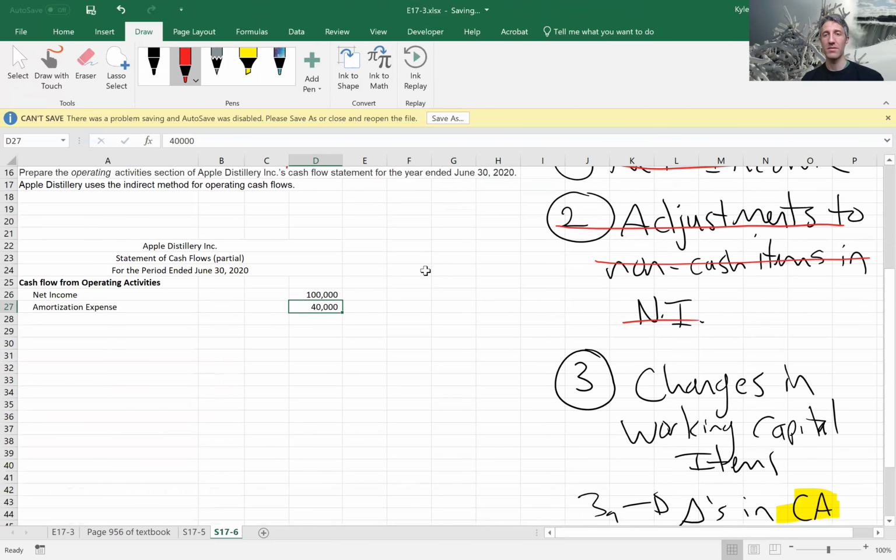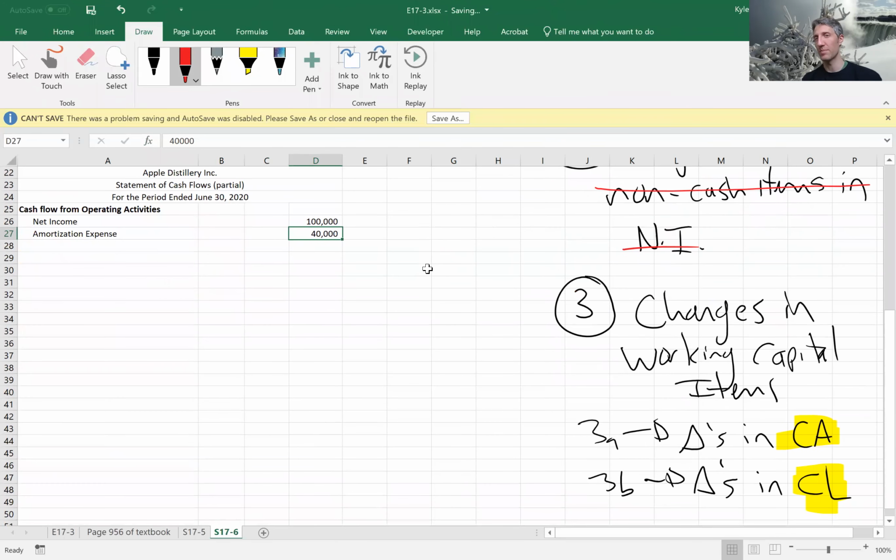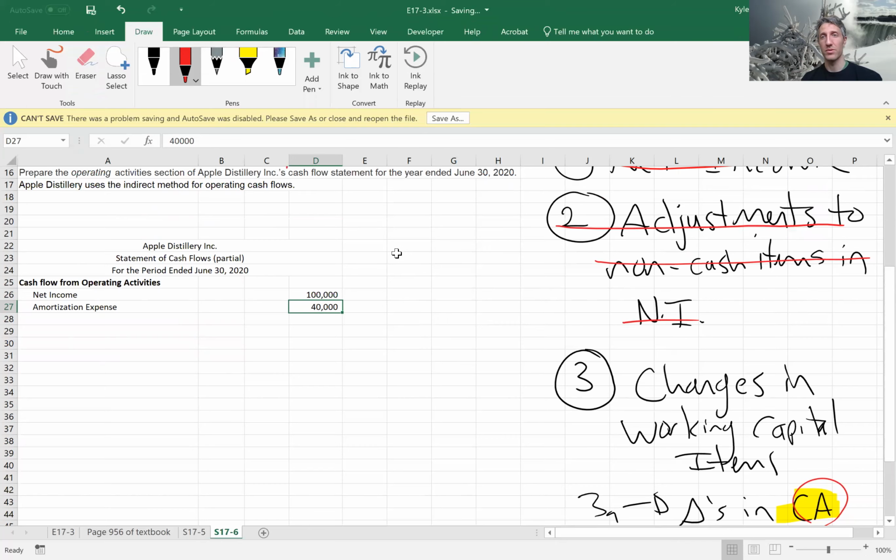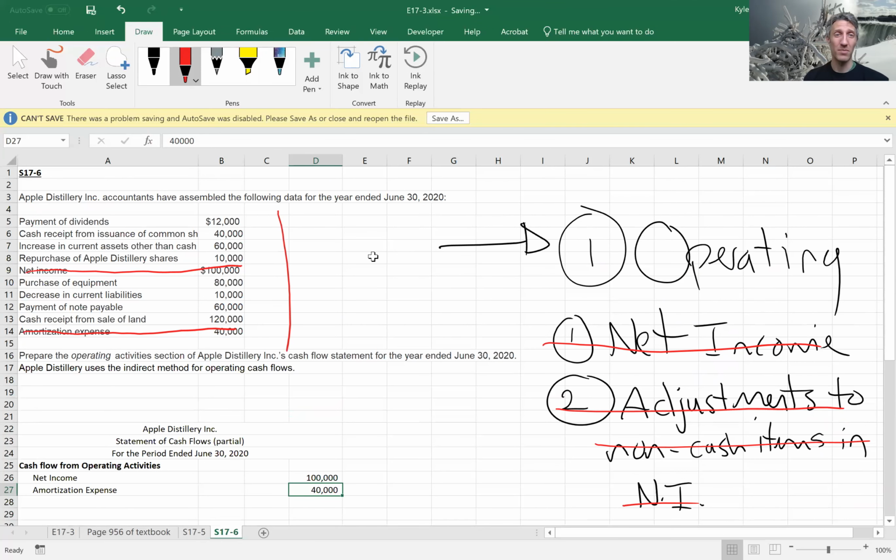Step three is, what are the changes in working capital? So working capital is, of course, current assets and current liabilities. So I'm going to go through the balance sheet now and figure out what happened to all of our current assets and current liabilities. Did they increase or decrease? To do that, if this was the real world, I would go to the actual balance sheet and look. I would need 2 years' worth. This problem, though, just gives us descriptions of what happened.